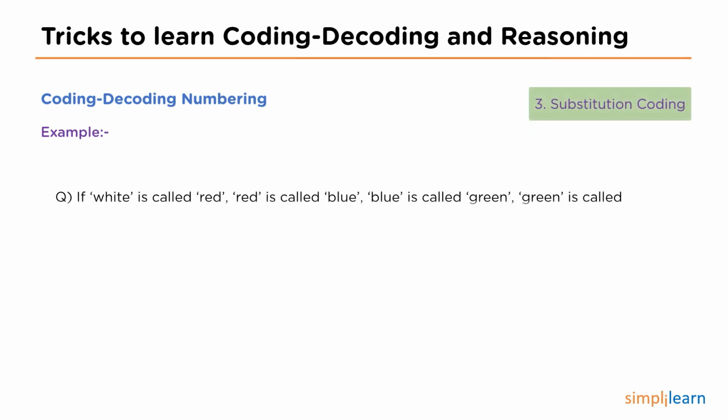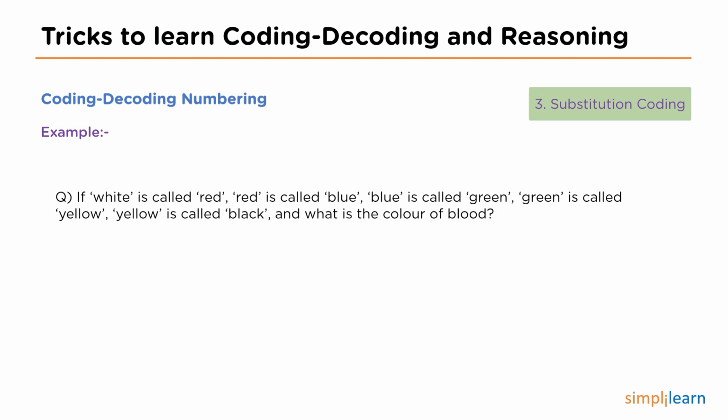Now let's have a look at substitution coding. In substitution coding, some particular objects are assigned code names. Then the question is asked to solve the answer in the same pattern. Let's have a look at the example for clear understanding.